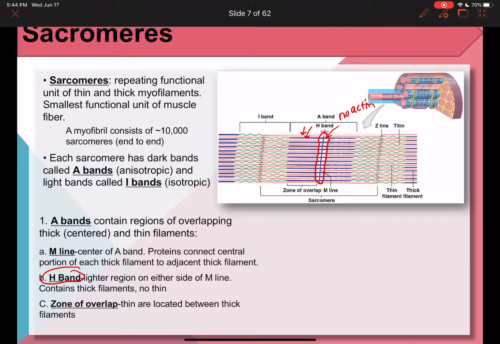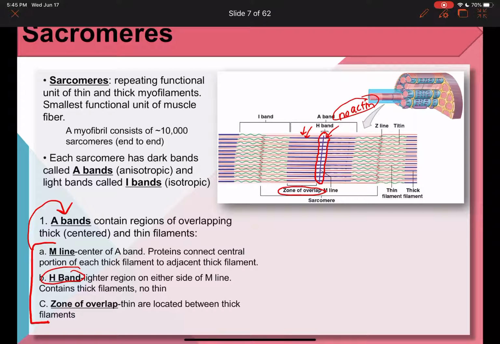And then you have what's called zones of overlap. These three things are all part of that A band region. M line being the middle, M for middle, H band or H zone for that area with no actin on either side of the M line. Zones of overlap is where you have both the actin filament, the red line, and the blue line together. Why we have to talk about these parts is because how you can tell a muscle fiber is undergoing contraction is by how much of those zones of overlap you're seeing.